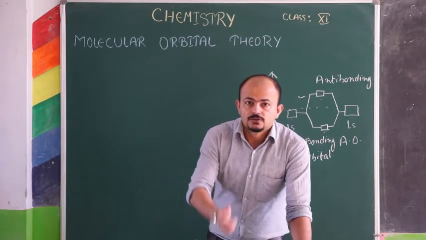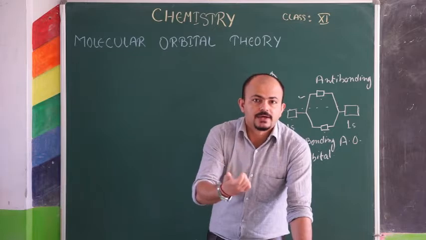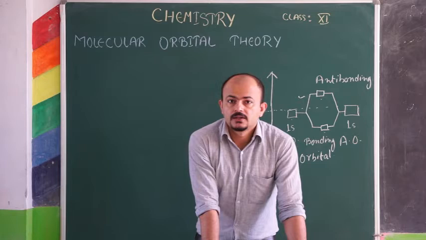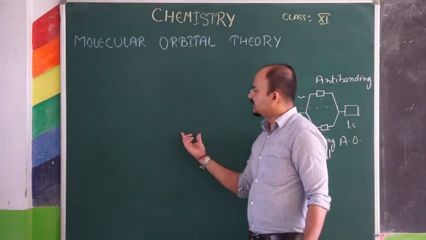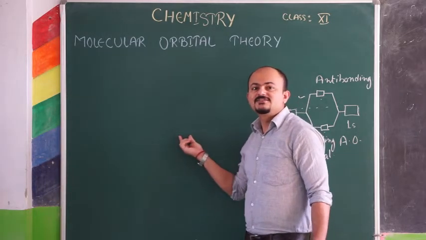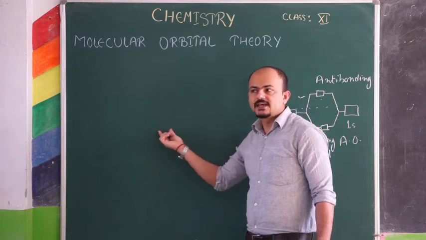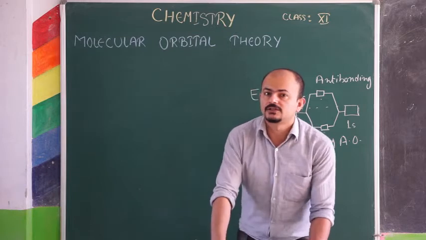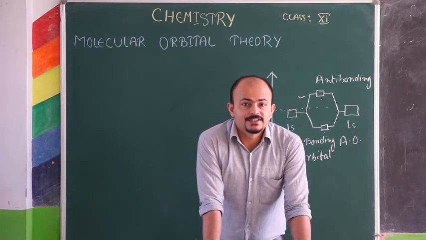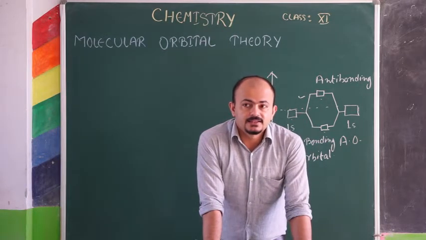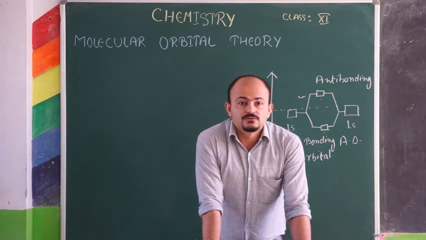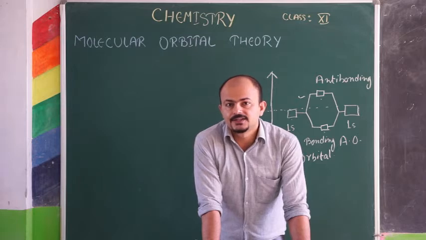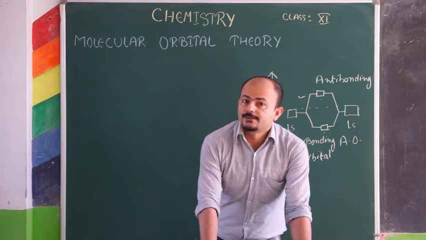Whenever you have 2 degenerate molecular orbitals, you must not have forgotten Hund's rule. If 2 orbitals are there, first they have to be singly filled. Yesterday we had discussed that. First they have to be singly filled, then only pairing takes place. Here also in MOT, that is molecular orbital theory, if you have degenerate orbitals, they should be filled with electrons singly first, then only pairing takes place. So these are the 7 features of MOT.